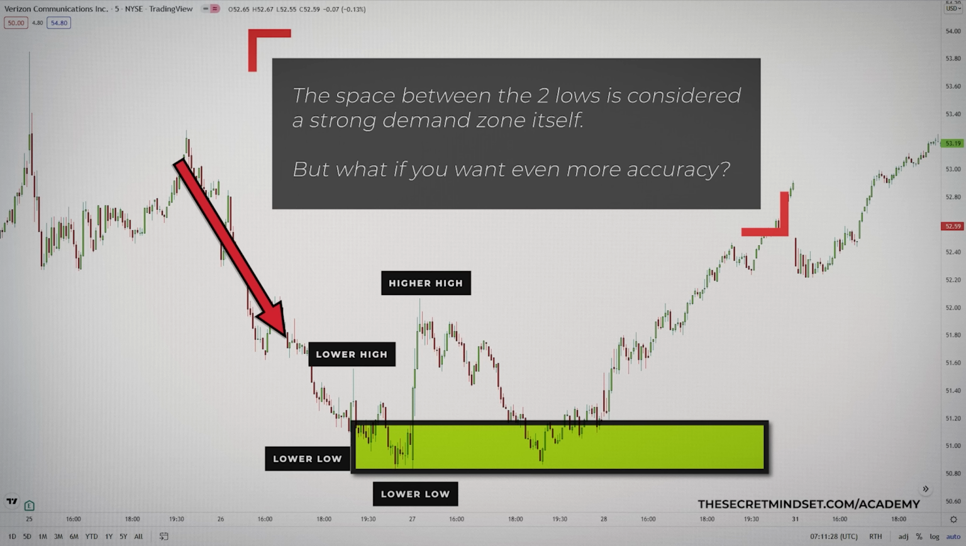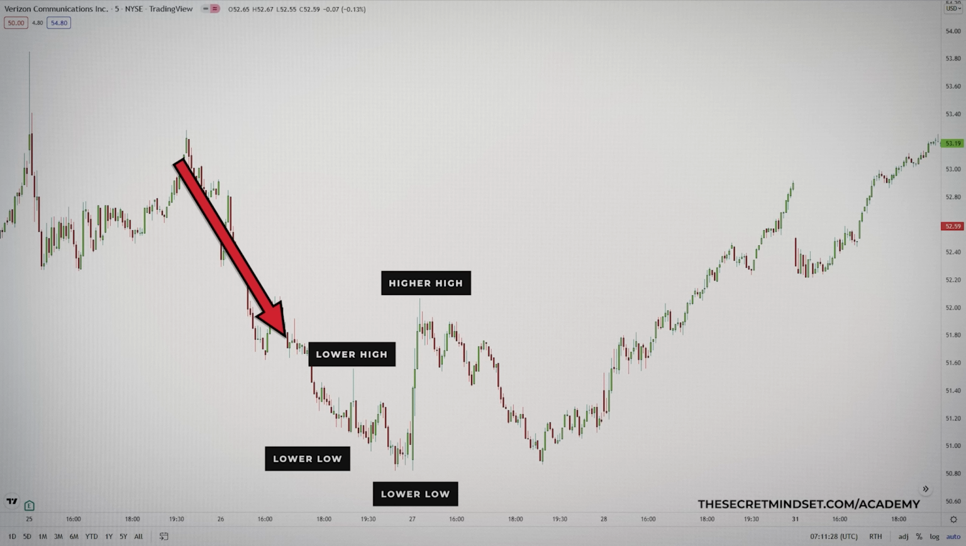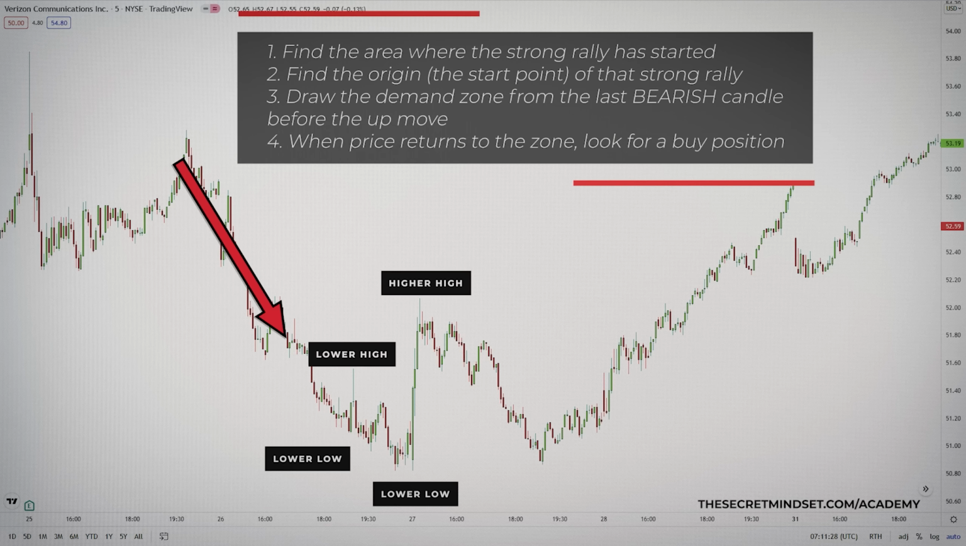But what if you want even more accuracy? What if you are seeing the pattern on the hourly chart and you want to time your entry on the 15-minute chart or on the 5-minute time frame? You need to find the demand zone for an entry. First, you need to take a look at the left-hand side of the previous low where the strong rally has started.